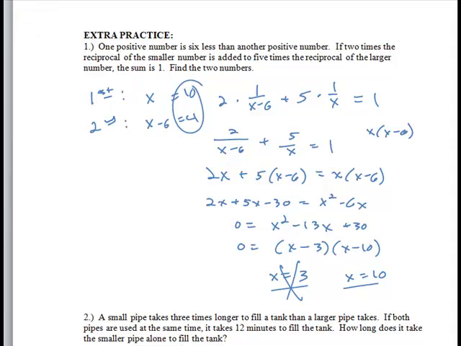And we can check ourselves. 2 times the reciprocal of the smaller number, so 2 over 4, plus 5 times the reciprocal of the larger, 5 over 10, is equal to 1, which certainly checks out. 1/2 plus 1/2 is equal to 1.